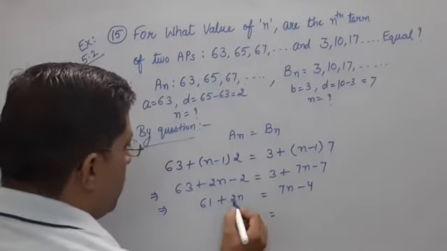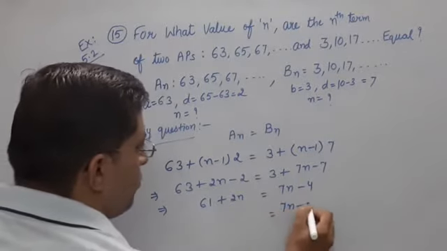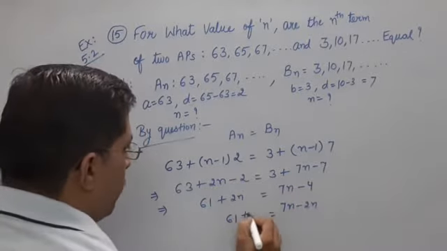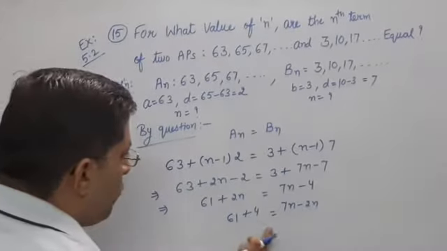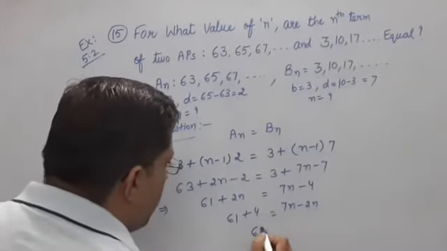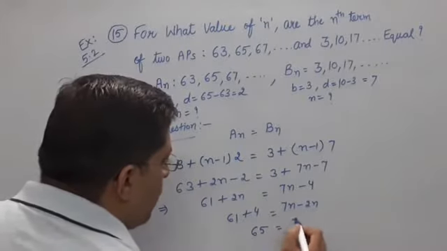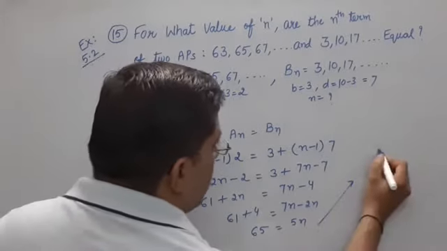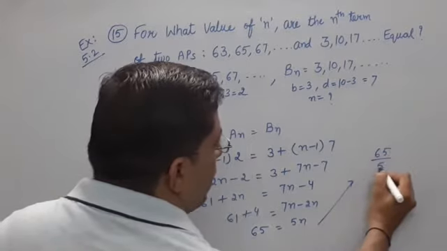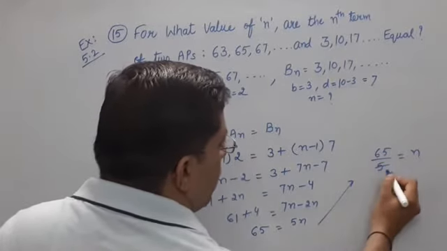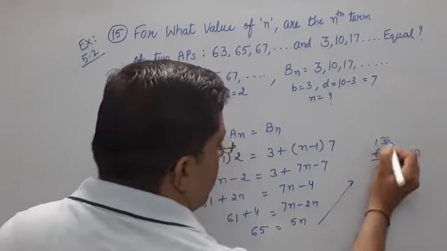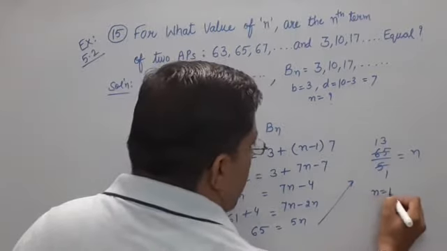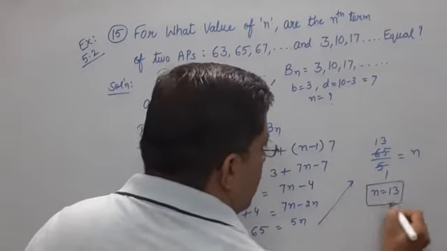What am I doing now? I am sending 2n there, and 61 as it is, sending plus 4. 61 plus 4, that is 65. 7n minus 2n is 5n. Now then what will come? 65 upon 5 is equal to n. 5 13s are 65. Then what is your answer? N is equal to 13.